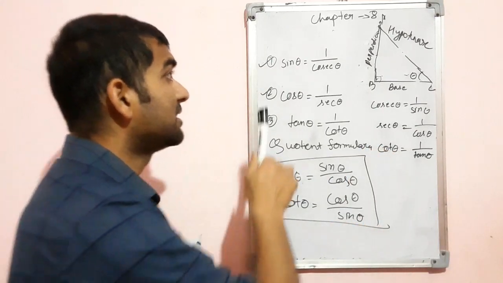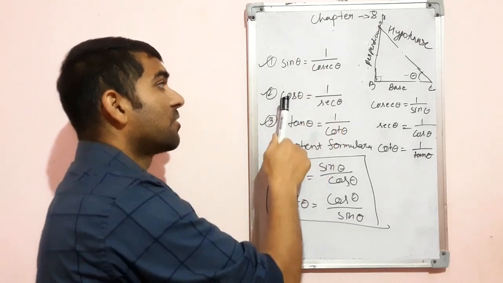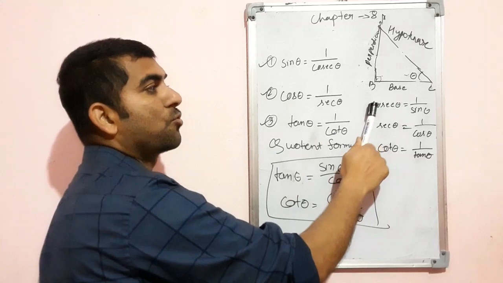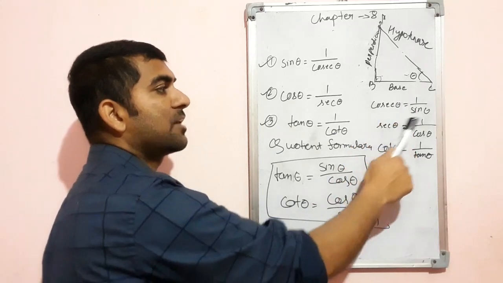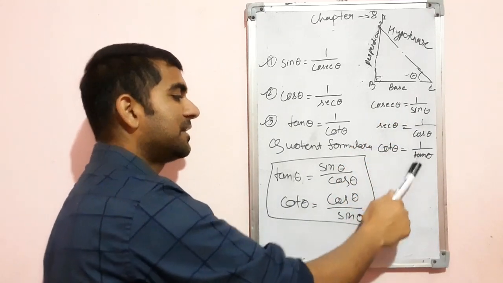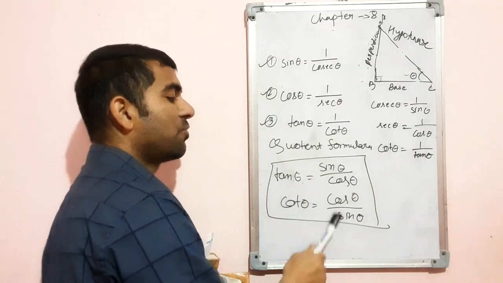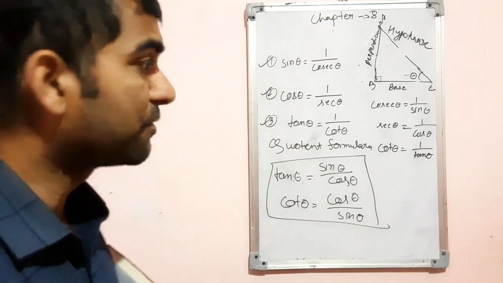I hope you are clear. Sin will be 1 by cosec, cos will be 1 by sec, tan 1 by cot, and then we have cosec as 1 by sin, sec 1 by cos, cot 1 by tan. So tan theta will be sin by cos, cot theta will be cos by sin. So I hope you are clear with this.